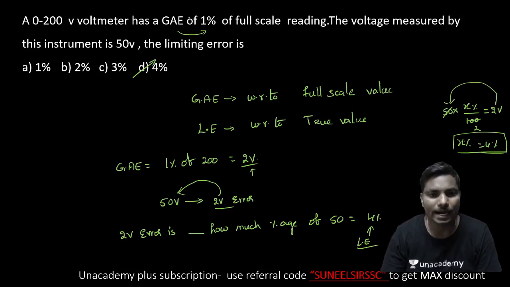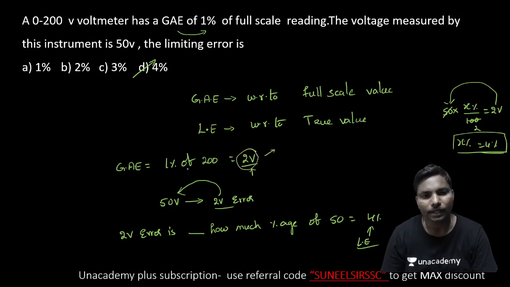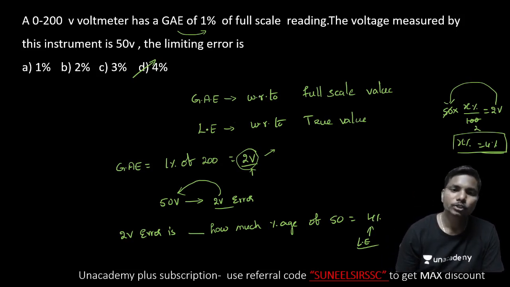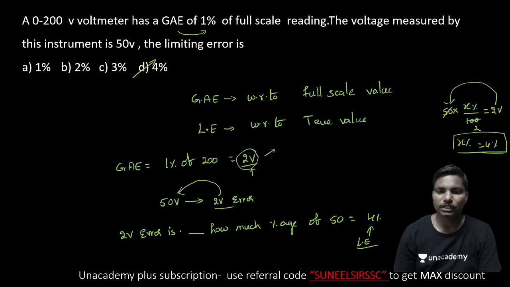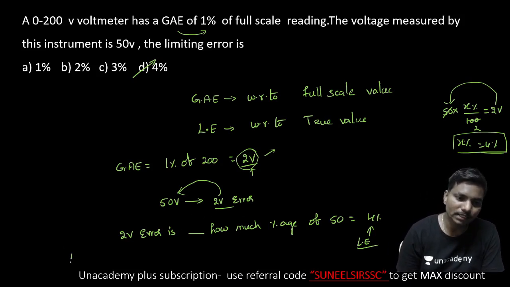So guaranteed accuracy error 1% means it is with respect to full scale value. 2 volt is the error. This is the guaranteed accuracy error. If you go to 50 volts, you will still get the 2 volt error only, but 2 volt is how much percentage of the 50? 4%. So to avoid the confusion of this conventional method, we have the formula. What is that formula?